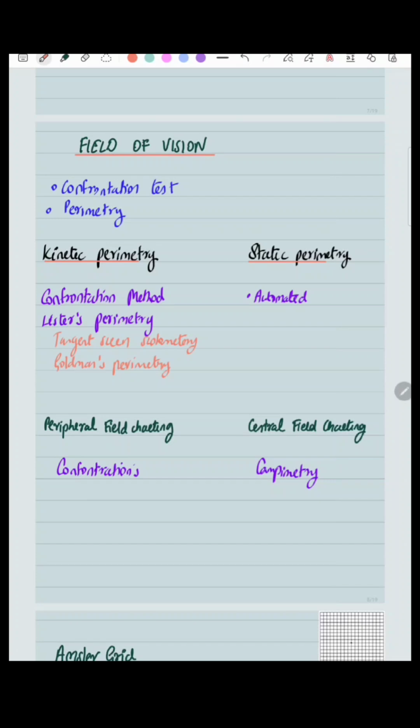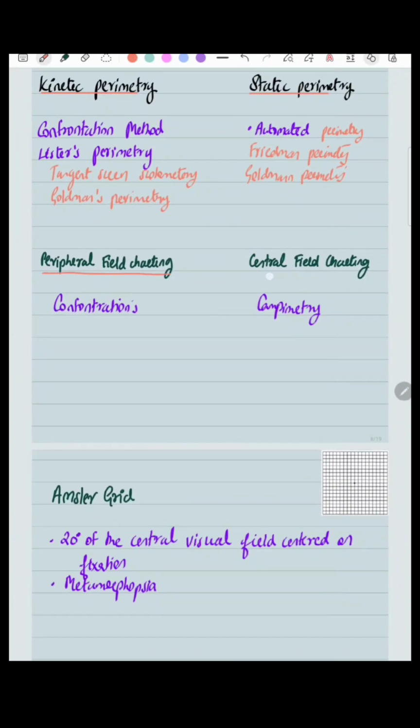It doesn't move. It includes automated perimetry, Friedmann perimetry, and Goldmann perimetry. Next is peripheral field charting and central field charting. For peripheral field charting, we can use the confrontation method, Lister's perimetry, Goldmann's perimetry, and automated perimetry. In central field charting, campimetry or scotometry can be used, or Goldmann perimetry, or automated field analysis.